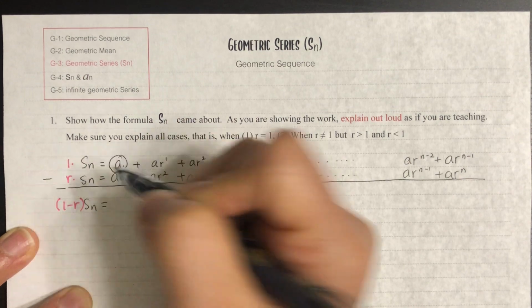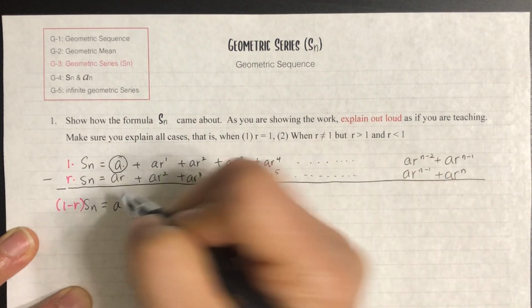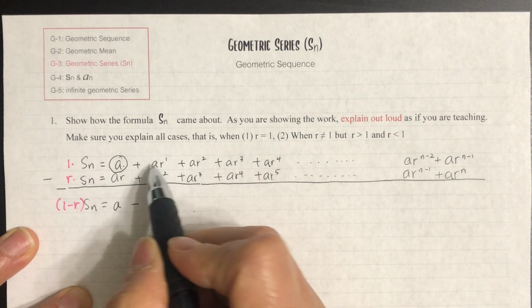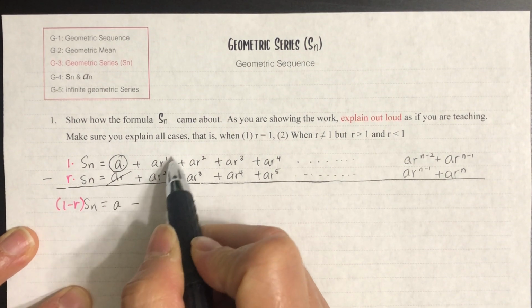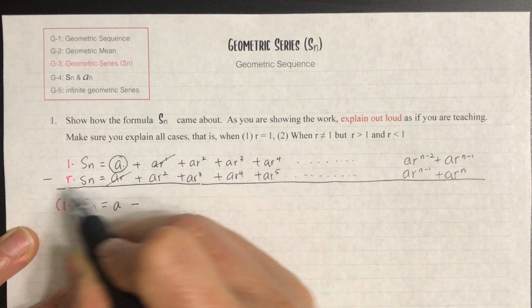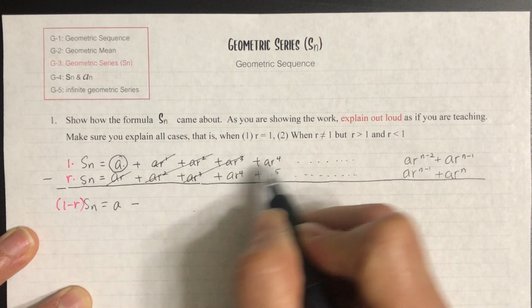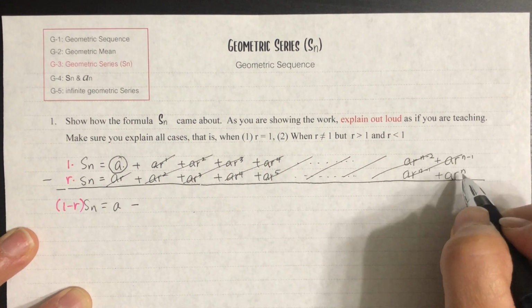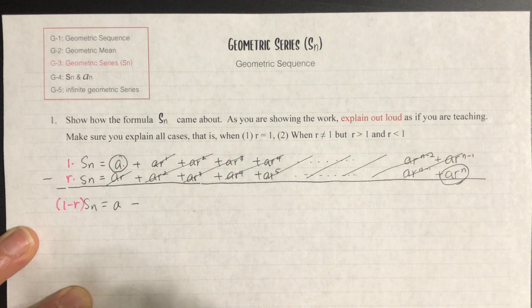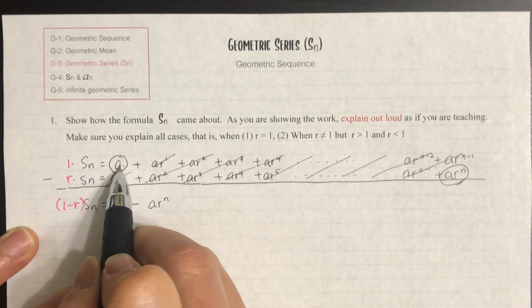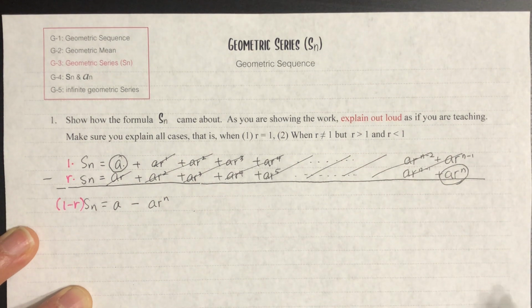So this one will stay. And then minus ar: ar minus ar cancels. ar squared minus ar squared, they will cancel. So in that way, everything is going to cancel like this. And then I'll be left with ar to the nth power. So I'm going to write that down here. So it's going to be a minus ar to the nth power.